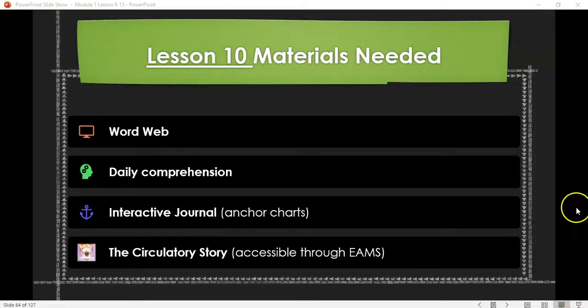Welcome to Monday, and today we are on lesson 10. Remember to have all of your materials ready for reading class. You are going to need your word web, your daily comprehension. Don't forget, your daily comprehension is attached to the same packet as your word web. You need your interactive journal, and you also need the circulatory story.